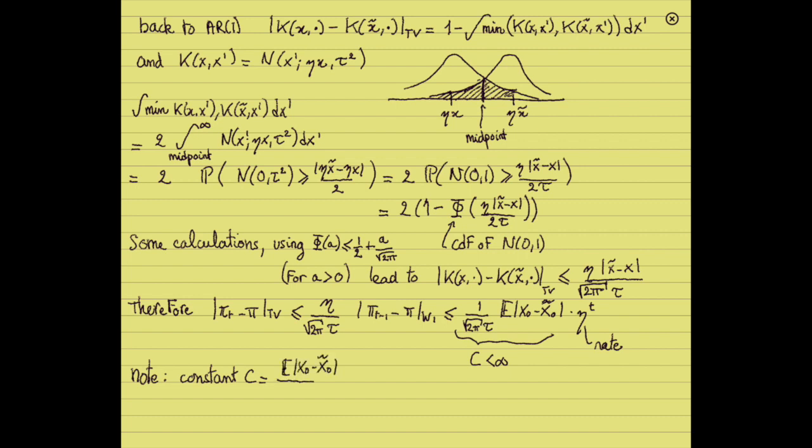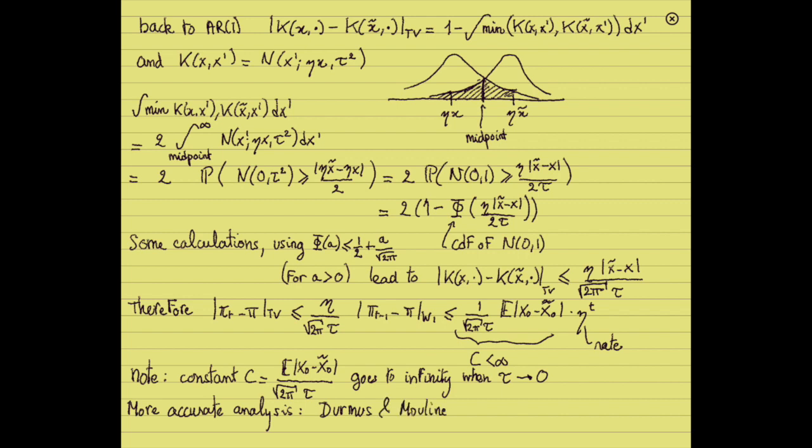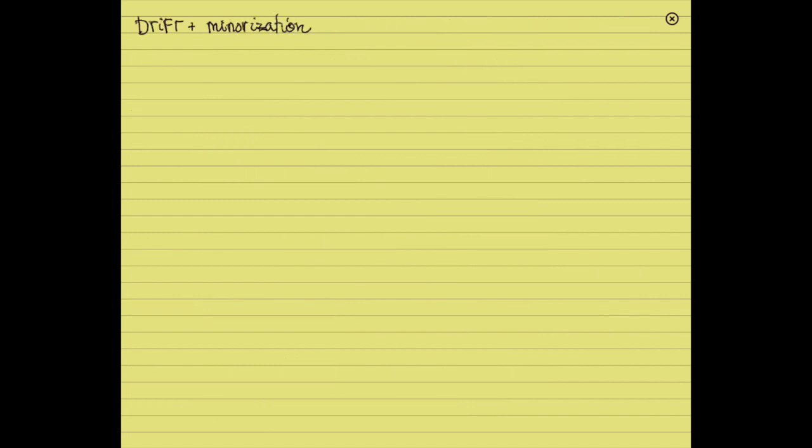So you can note that the constant, this c here, which depends on the initial distribution but also on tau, goes to infinity when tau goes to 0. In general, that's not necessarily desirable. We can in fact obtain more accurate results where the bounds would not depend on tau in this way. And for this, I refer to a 2016 paper by Durmus and Moulines, who analyze unadjusted Langevin processes for log-concave distributions, and this includes the AR1 process as a particular case.